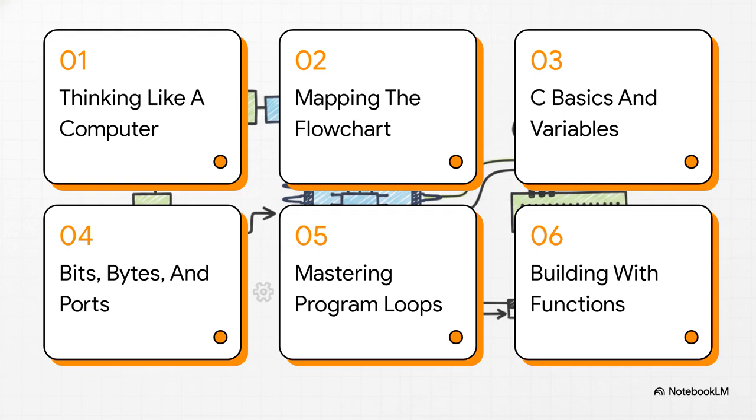Here is our roadmap for today. First, thinking like a computer. Second, mapping the flowchart. Third, C basics and variables. Fourth, bits, bytes, and ports. Fifth, mastering program loops. And finally, building blocks with functions.